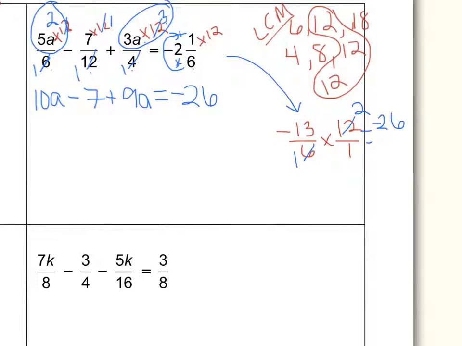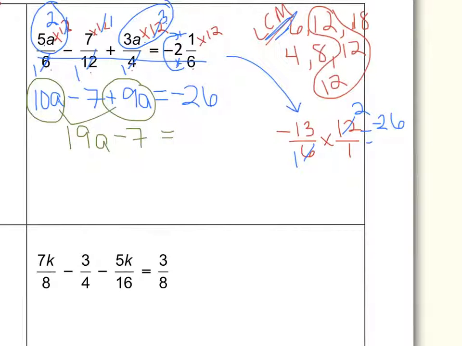Okay, so I got rid of all my denominators, which is awesome, but I had to adjust a couple of my numerators because the denominator was different from my LCM. So quite a bit of work on this one, but now I'm ready to solve my multiple step equation. Let's get started with bringing our variable terms together. Looks like I have 19a's minus 7 equals our negative 26.